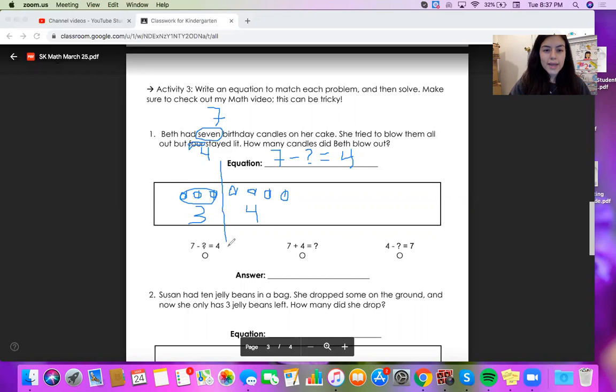So I can go ahead and circle the right answer, which is, okay, this was the right answer that we started with, right? The one we wrote here for the equation. And then the actual answer is 7 minus 3. 3 was the missing number, equals 4.